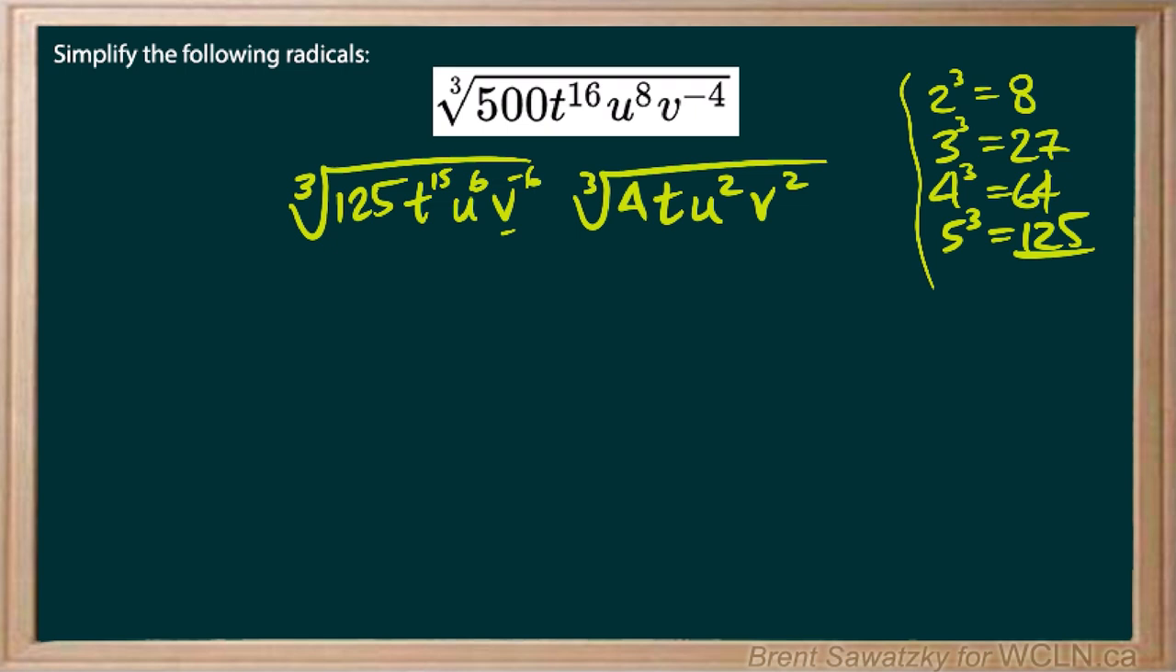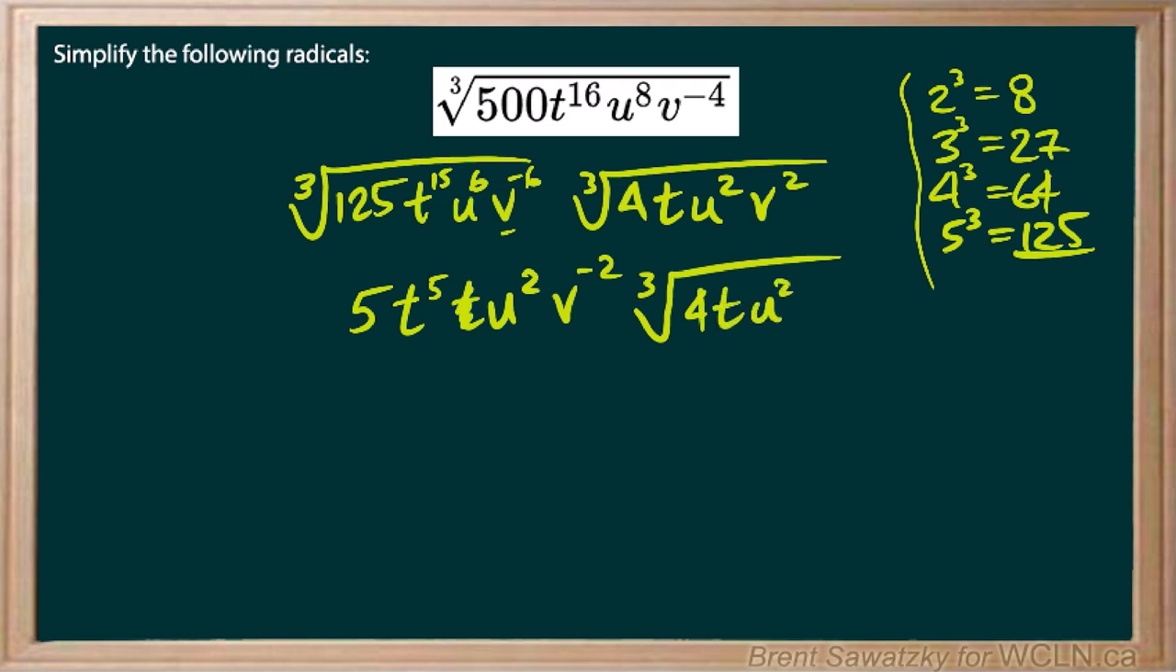All right, so now we're on to the next step. Cube root of 125 is 5. Cube root of t to the 15, so just 15 divided by 3 is t to the 5. u to the 2, v to the negative 2, and we're left with the leftovers here of 4t u squared v squared. And there's our answer there.